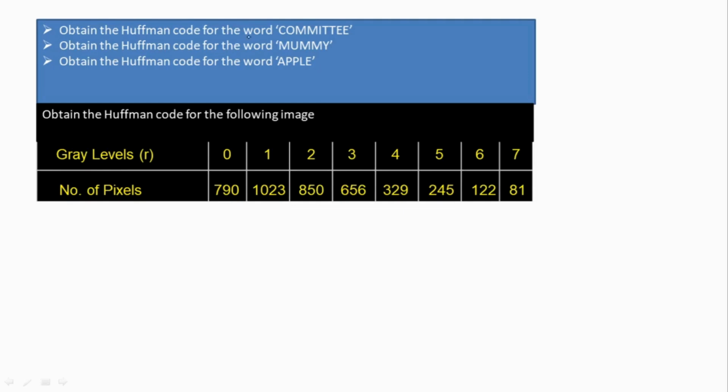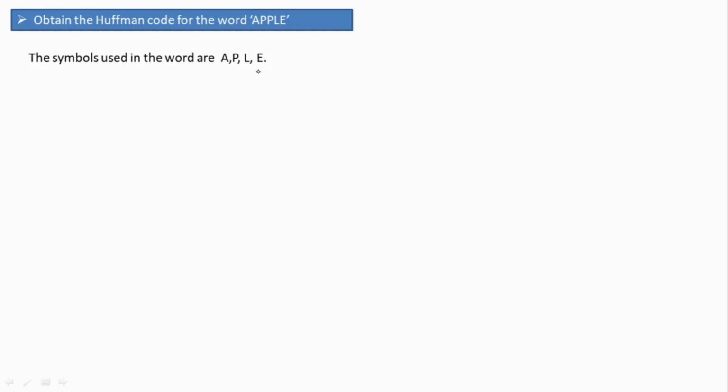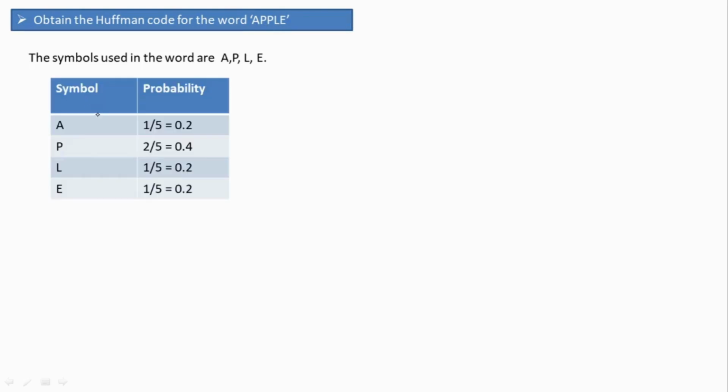Let us see how to get the Huffman coding for the word apple. The symbols used in this word are A, P, L, E. First, you have to find the probability for each symbol in that code. That is A. What is the probability of A? It appears one time, and the total number of symbols here is 5. So the probability is 1 by 5, that is 0.2.